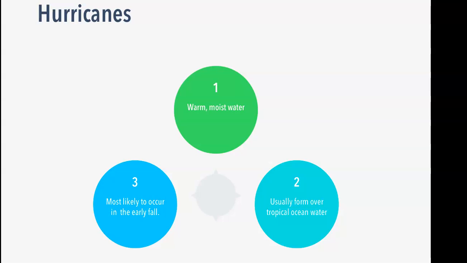Okay. Few more things. With hurricanes, the most important factor in the development of a hurricane is warm, moist water. A hurricane is a storm that occurs in the Atlantic Ocean and northeastern Pacific Ocean. Hurricanes are most likely to form over tropical ocean water. In the United States, hurricanes are most likely to occur in the early fall.